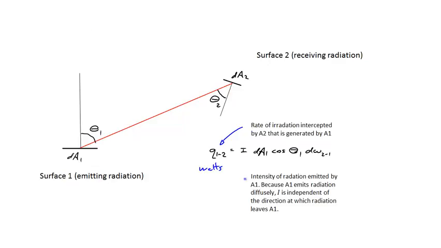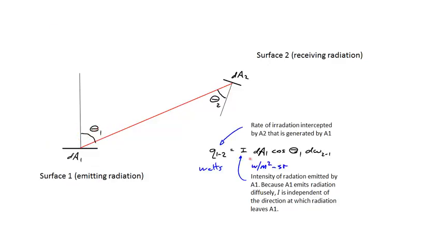This parameter I is called the intensity of radiation that's emitted by surface A1. Because A1 is emitting radiation diffusely, I doesn't depend on the angle. It doesn't depend on this angle theta 1. So we could say I coming off in this direction, or this direction, or this direction, would be the same in all of these cases.